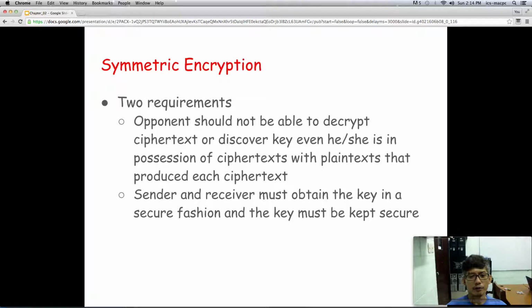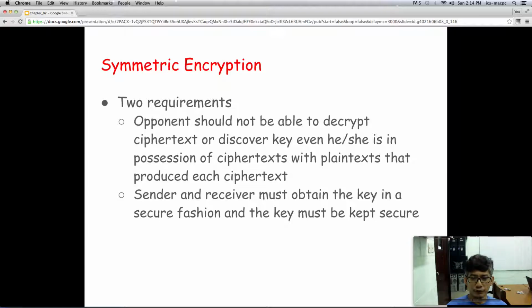Now, there are two requirements for successful symmetric encryption. The first one is that the opponent should not be able to decrypt ciphertext or discover the key even if he or she is in possession of ciphertext with plain text that produces that ciphertext. So that is essential.